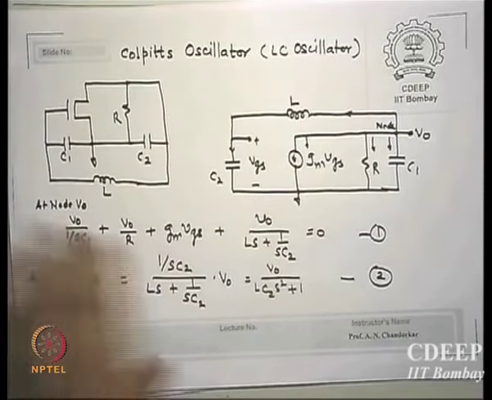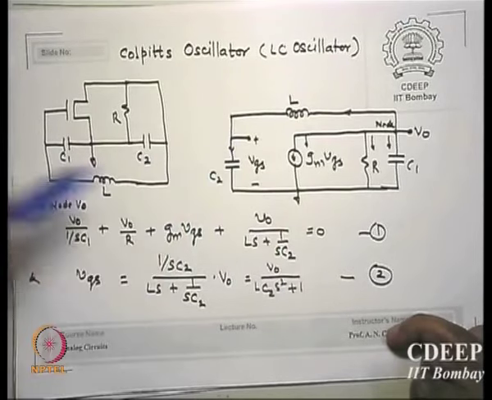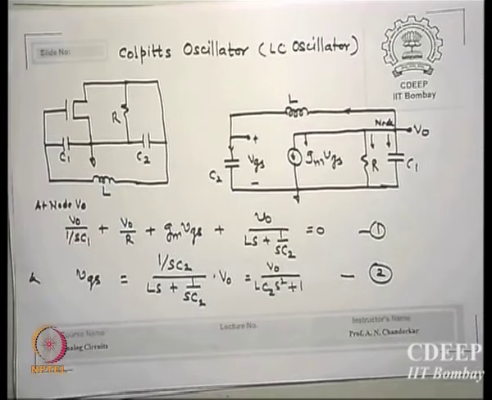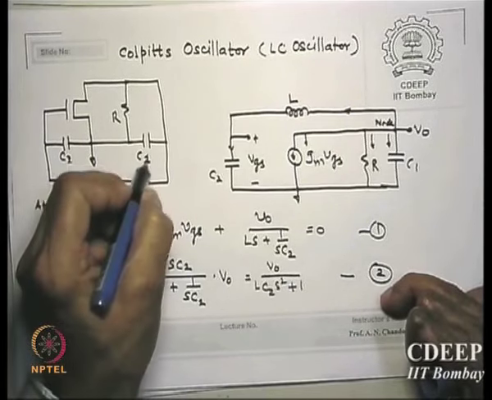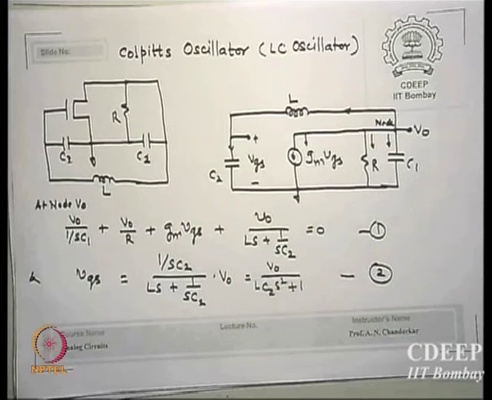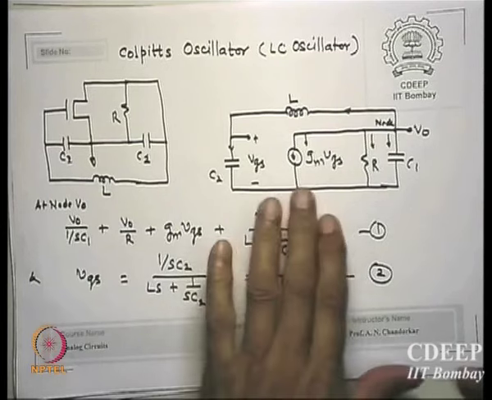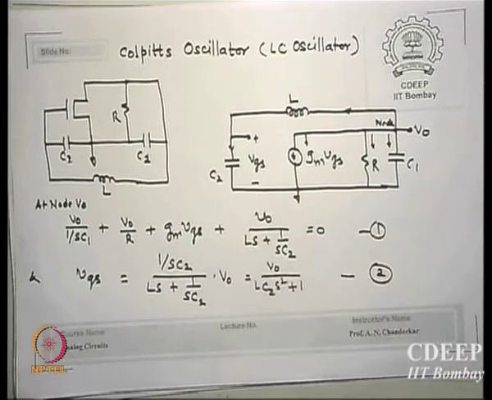इसका इक्वलेंट किया, this is my VGS across C2. OK, और अदर. ओके, ये उल्टे लिखे गए हैं, ये C2 C1 है, doesn't matter. Then इसका इक्वलेंट बनाया, which is trivial.